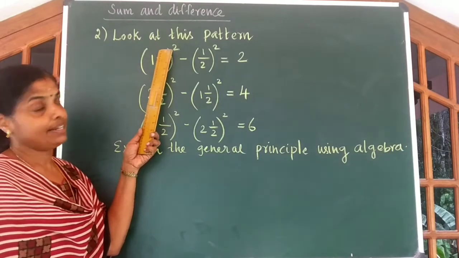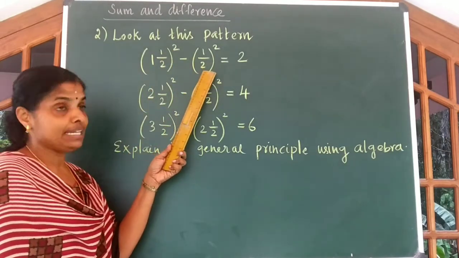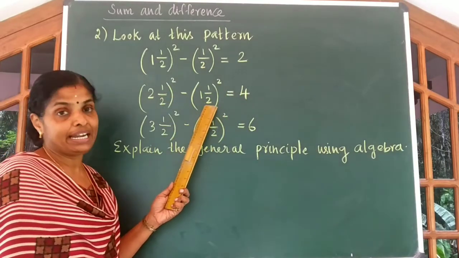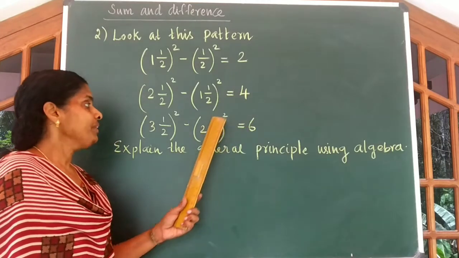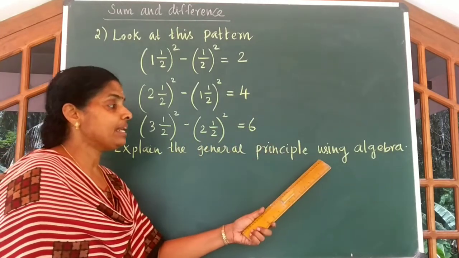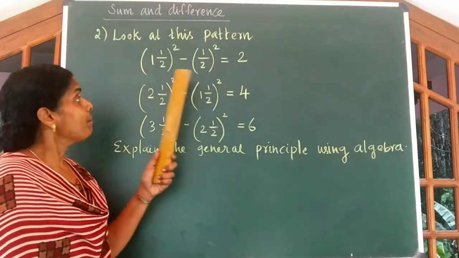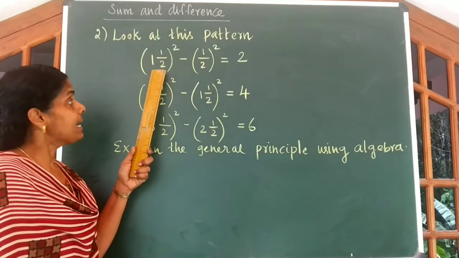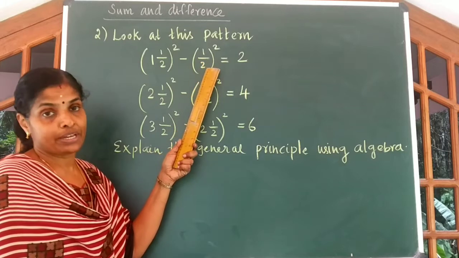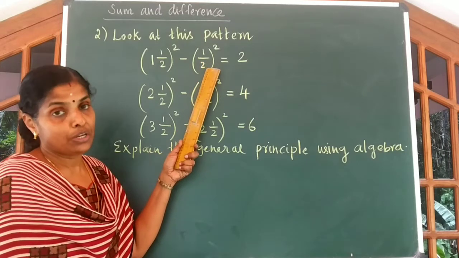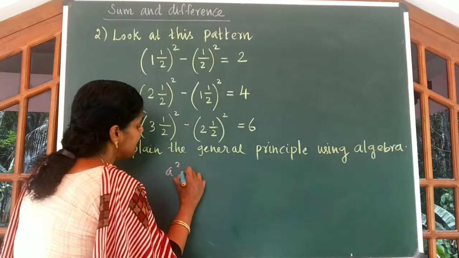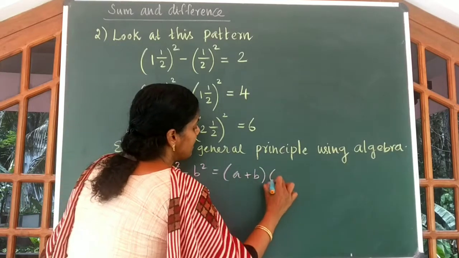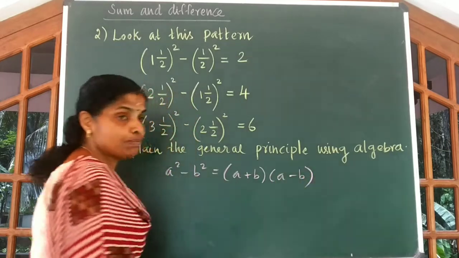Look at the second question, children. This is a pattern. 1 1/2 squared minus 1/2 squared is equal to 2. 2 1/2 squared minus 1 1/2 squared is equal to 4, etc. Explain the general principle using algebra. By looking at this, you can understand this is of the form a squared minus b squared, isn't it? Now we know a squared minus b squared is equal to (a plus b) into (a minus b).